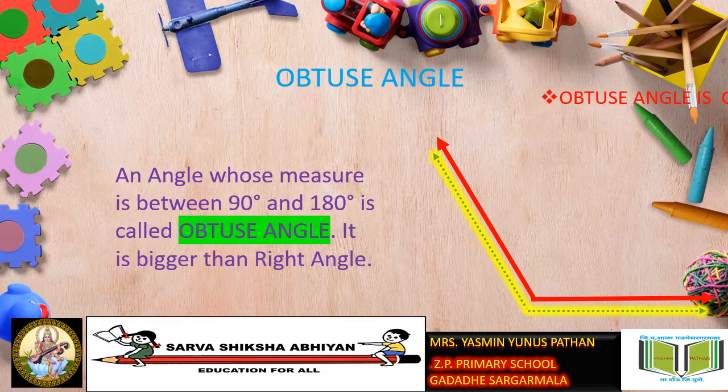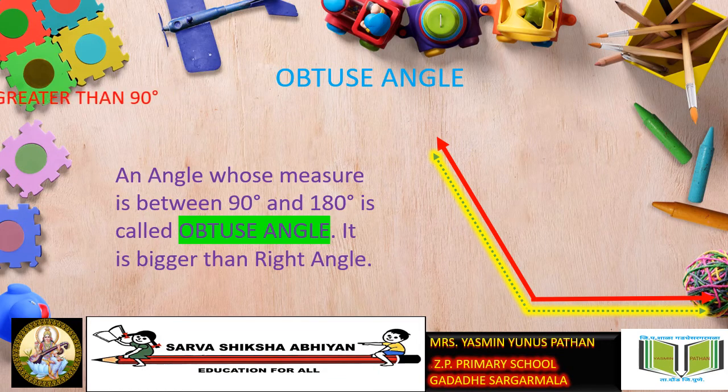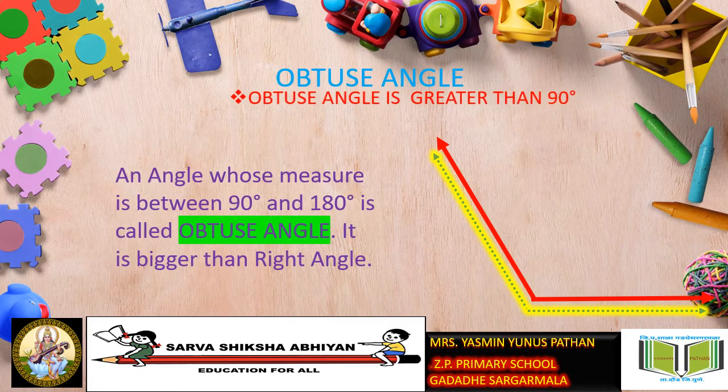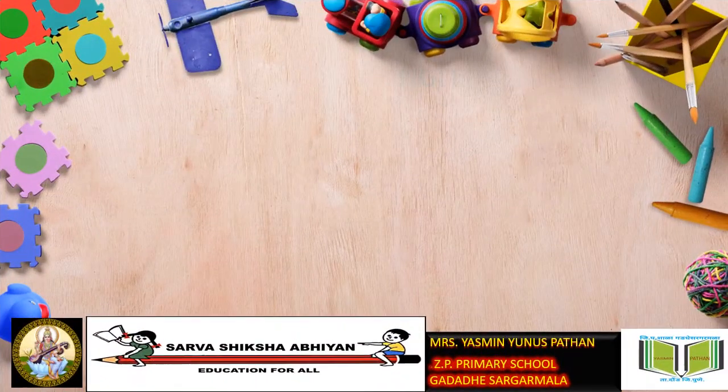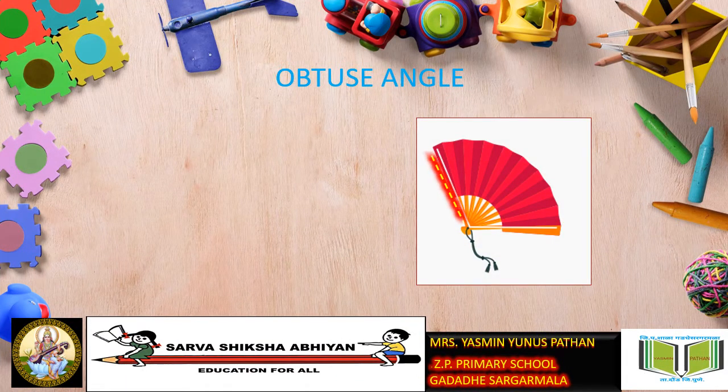Obtuse angle. An angle whose measure is between 90 degree and 180 degree is called obtuse angle. It is bigger than right angle. Obtuse angle is greater than 90 degree.